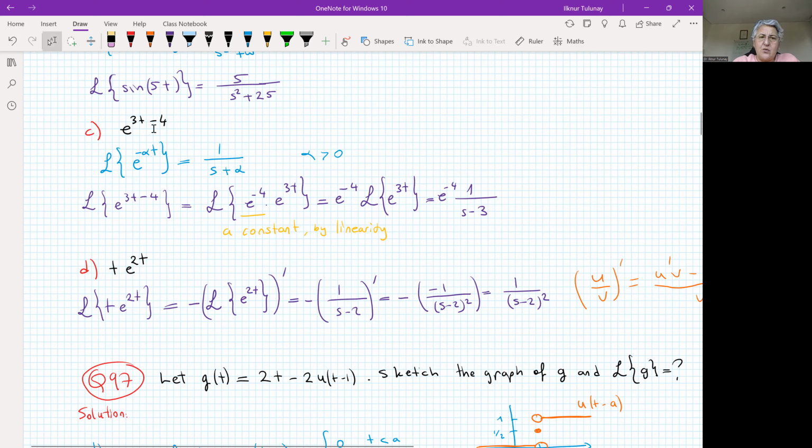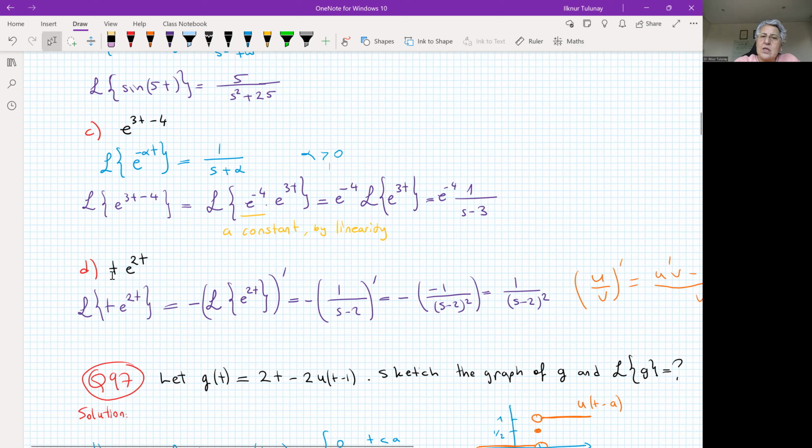So the Laplace transform of this function, exponential 3t minus 4. I'm splitting this up: exponential minus 4 times exponential 3t. This is a constant, not a function, because it does not have a t in it, right? So I can take this constant out because I know that the Laplace transform is linear. Taking it out, I have the function exponential 3t, and I know the Laplace transform of this, which is 1 over s minus 3, the alpha equal to minus 3 case, sorry.